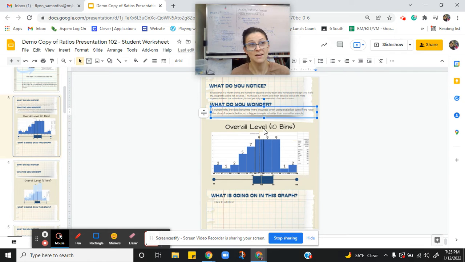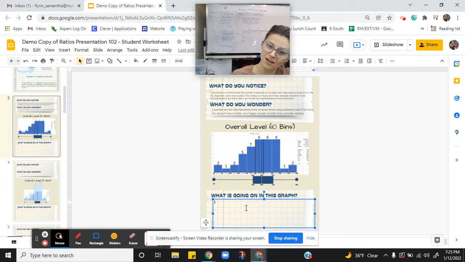Not everybody can always be represented in a data set for various reasons. COVID, huge reason, right? Everyone's absent a lot. So, okay, what's going on in this graph?